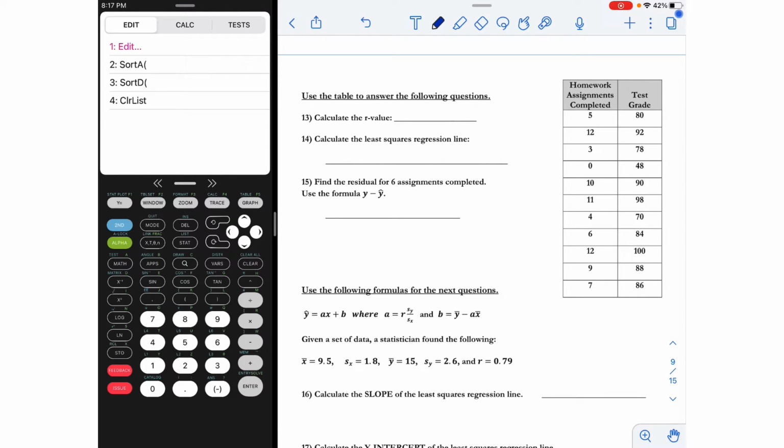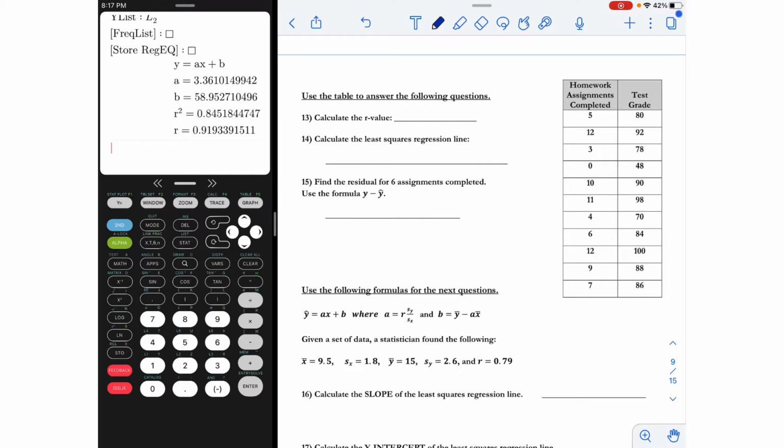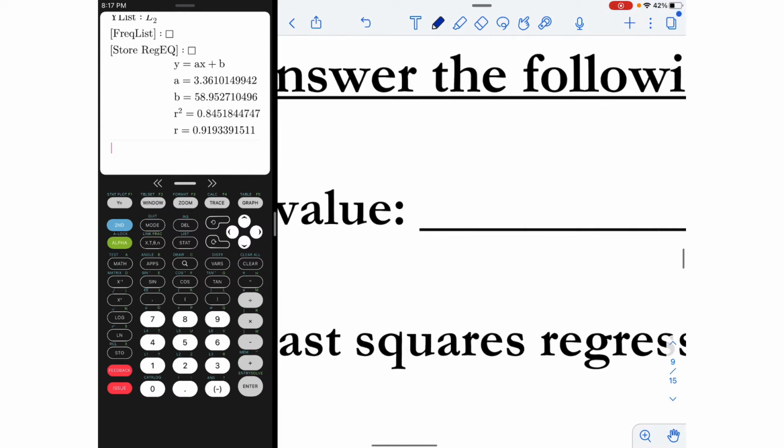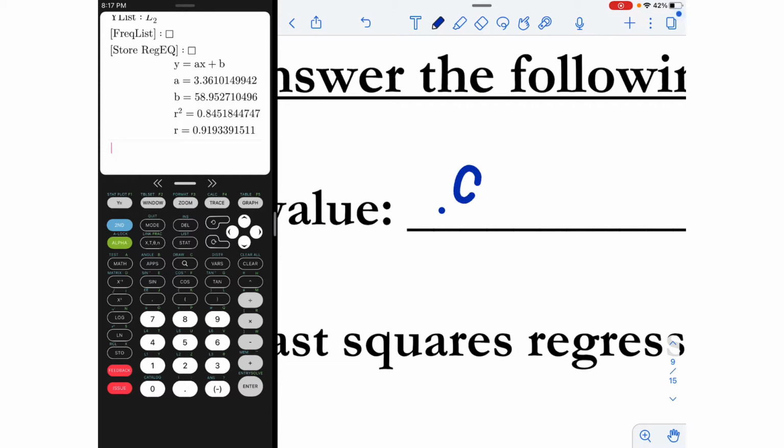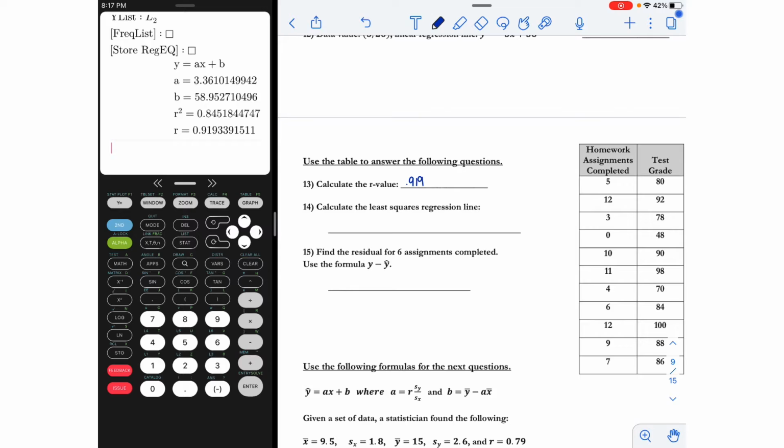Sorry about that, guys. Stat, Calc, Lin Reg. That's the one that's going to give me my R value. So my R value is the very bottom one, 0.919. So we can say 0.919. And that just means that there's a very strong linear positive correlation.